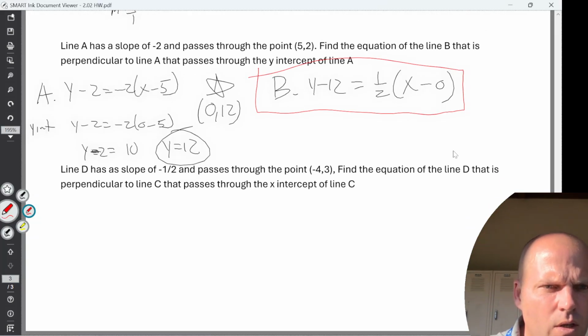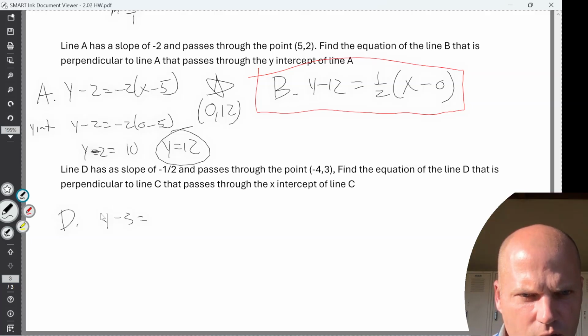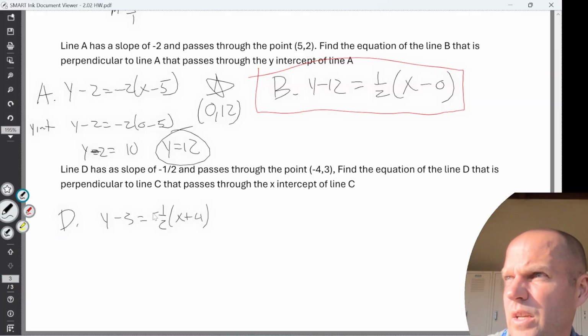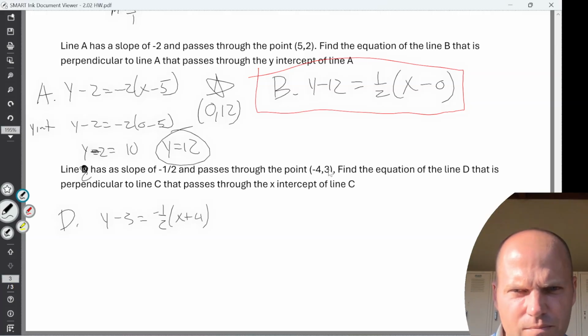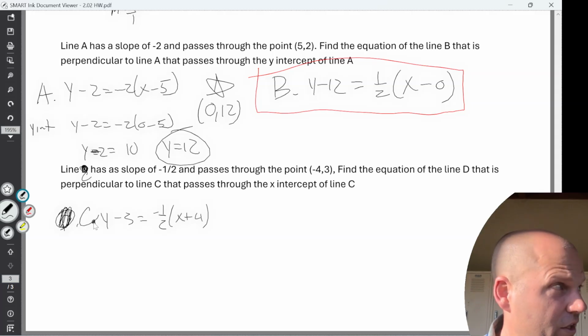And the last question. Line D has a slope of negative 1/2 and passes through the point negative 4, 3. So that means y minus 3 equals negative a half times x plus 4 would be an equation of all possible xy's that, when connected with negative 4, 3, have a slope of negative a half. Ooh, sorry. I meant to say line C has the slope of negative a half that passes through the point negative 4, 3. And then I want you to find the equation of D. I apologize for the wording of this question.